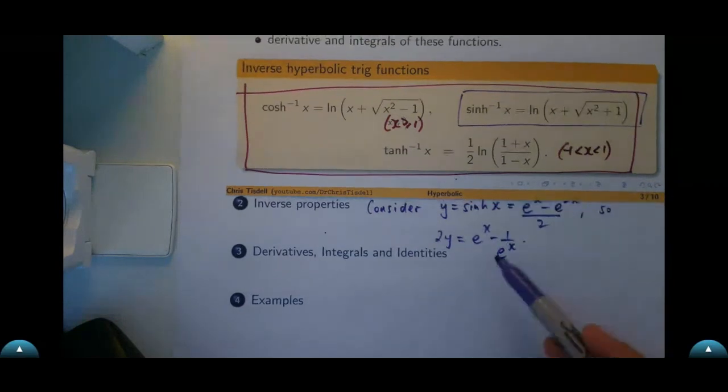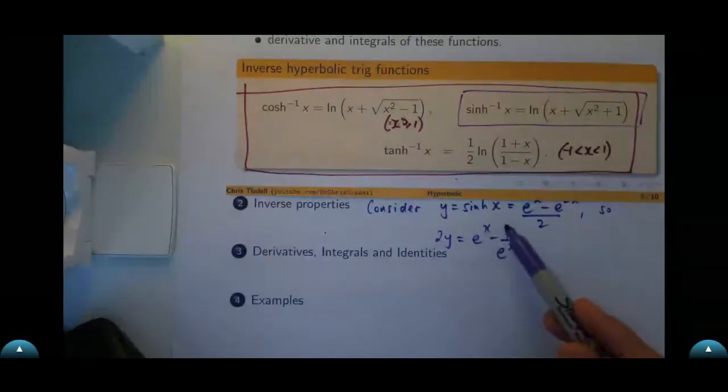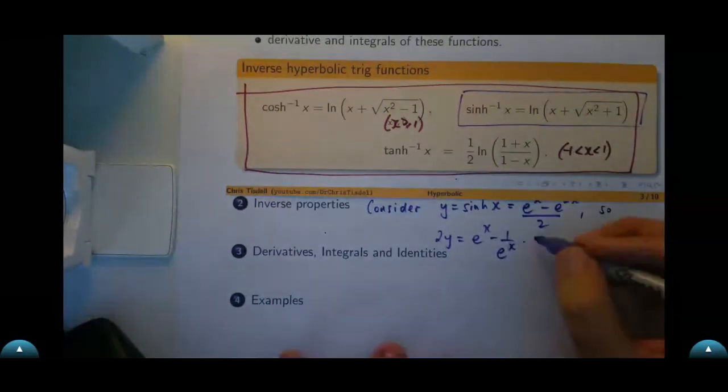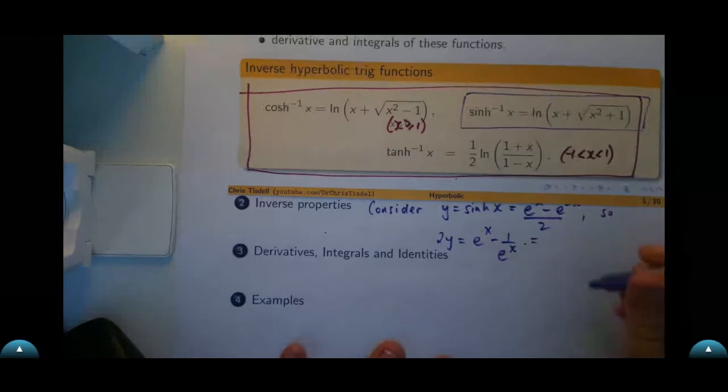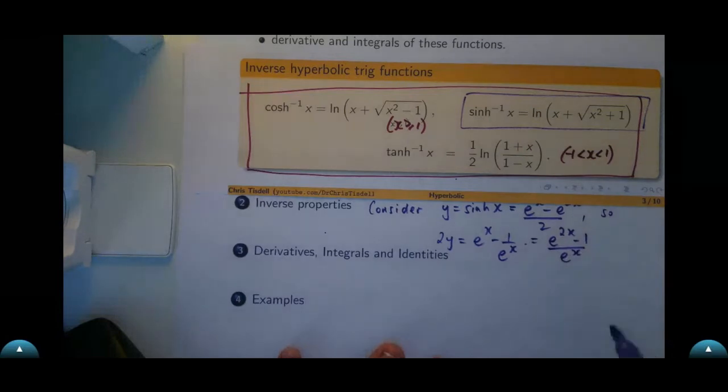Now, it's going to be quite hard to solve for x. So what we're going to do is solve this equation for e to the x. Okay. So if I cross multiply here, I can get this. So I'm not trying to solve for x here. I'm going to solve for e to the x. So let's move that over there.